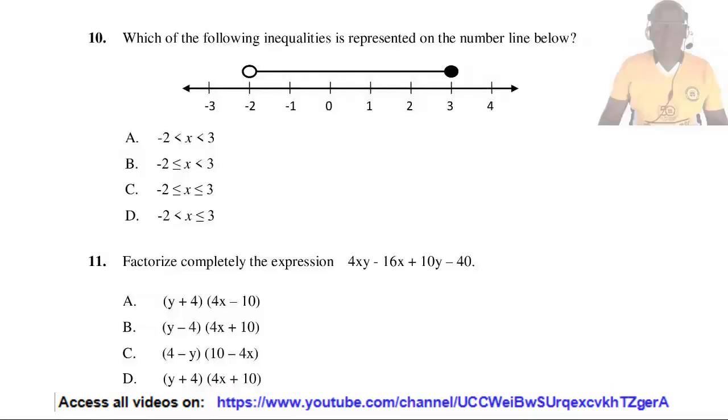Question 10. Which of the following inequalities is represented on the number line below? The answer is D. S lies between -2 and 3. Take note that the shaded small circle over here shows that S can be equal to 3, so the equal to sign over here. And take note that the empty small circle over here is an indication that S cannot be equal to -2, and therefore the less than sign over here.